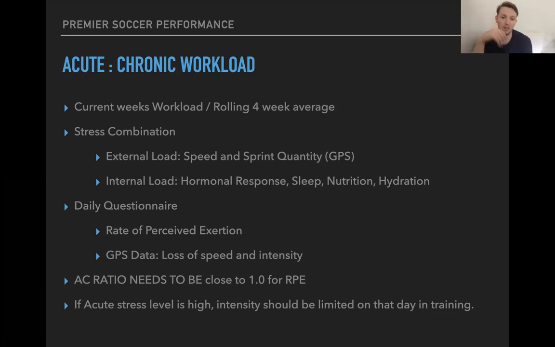Okay. So how do we make this a little bit more sophisticated, right? We can rely on just the subjective. How well do you feel today? But we want to go a step further. We want to be optimal here, right? We want to be premier soccer performers. So we want to break this down into 2 different categories. We want to break this down into what we call internal and external load, okay?